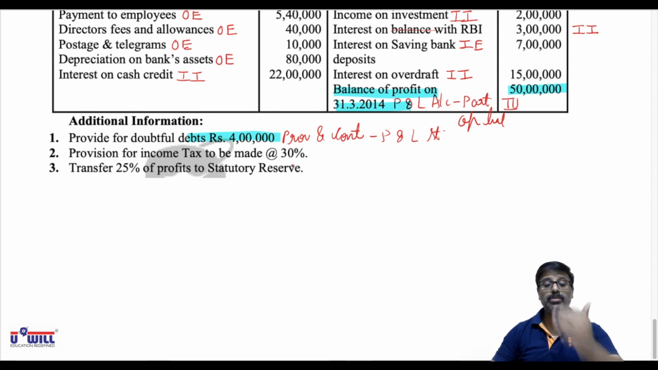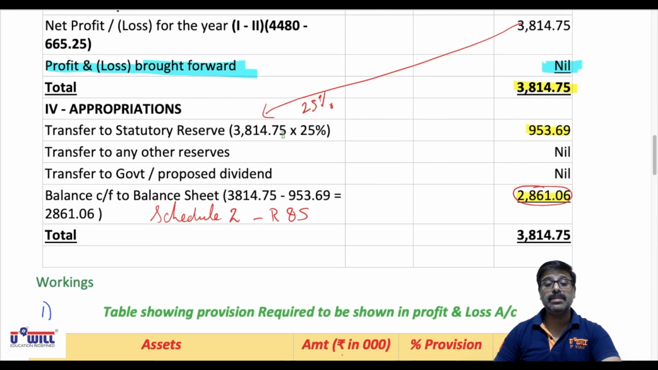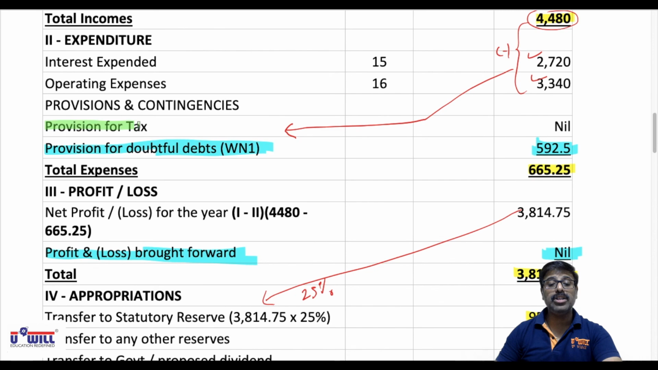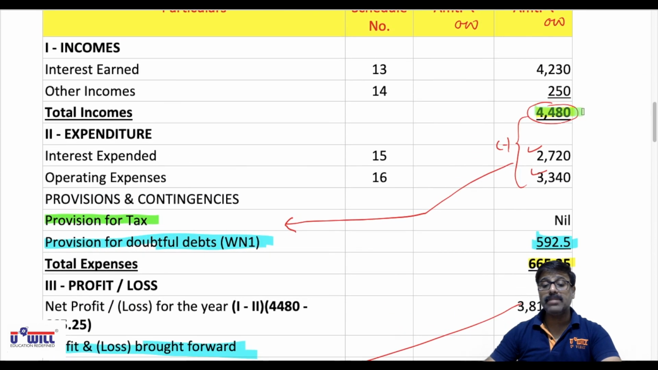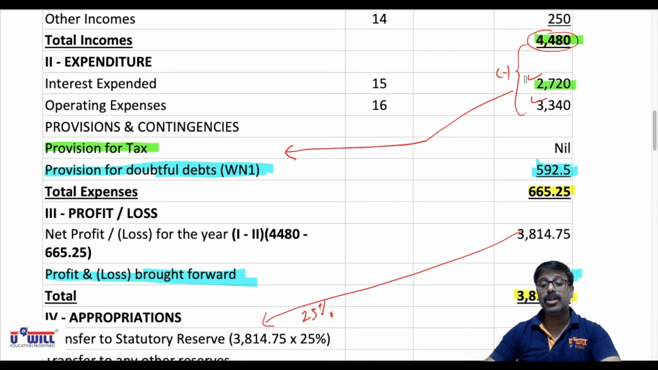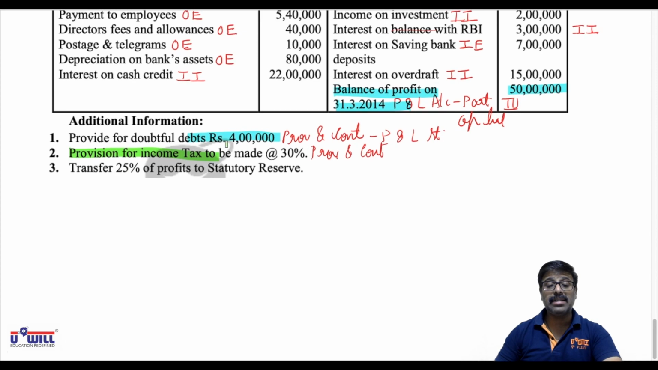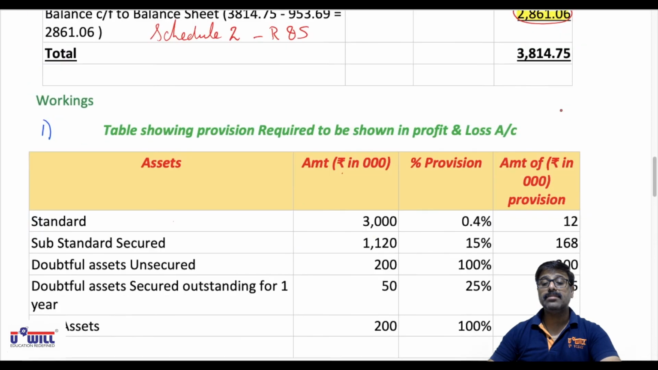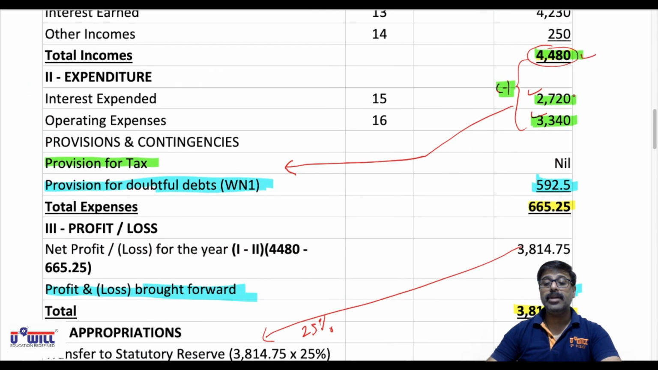Provision for income tax to be made at 30%, that will also come in provisions and contingencies. And in the previous question, I explained to you how to count this provision for income tax. You all must remember this. How would you count this provision for income tax? Total incomes minus interest expended, minus operating expenses, and then multiplied by this 30%. I repeat, total incomes minus interest expended minus operating expenses, and then whatever amount remains in the current question you'll do into 30%.